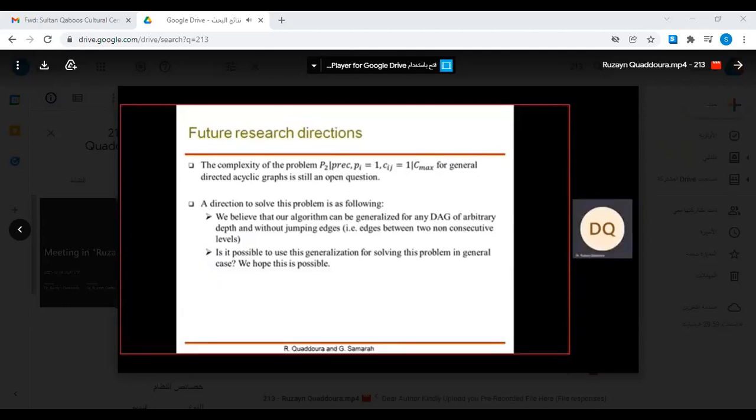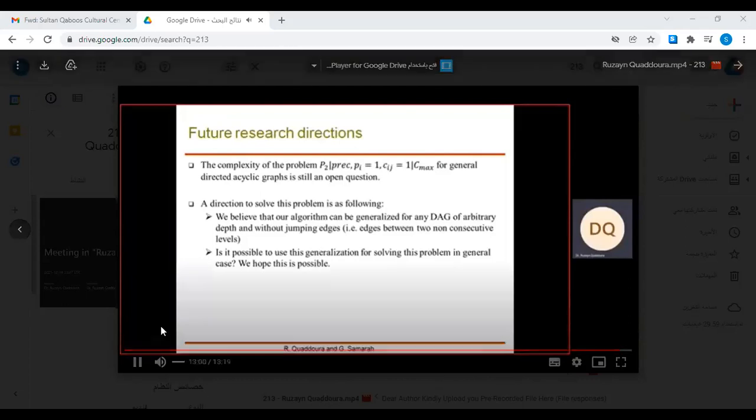We believe that our algorithm can be generalized for any data of arbitrary edges and without jumping edges. That is, edges between two non-consecutive labels. The question is the following: is it possible to use this generalization of this algorithm for solving this problem in the general case? We hope that this is possible.